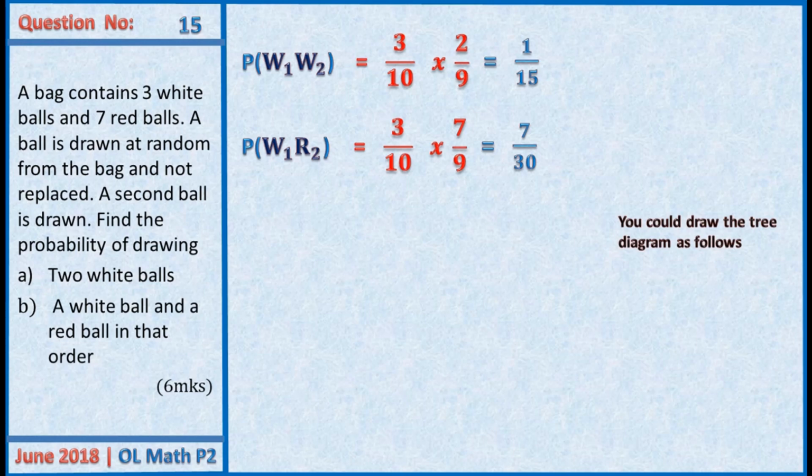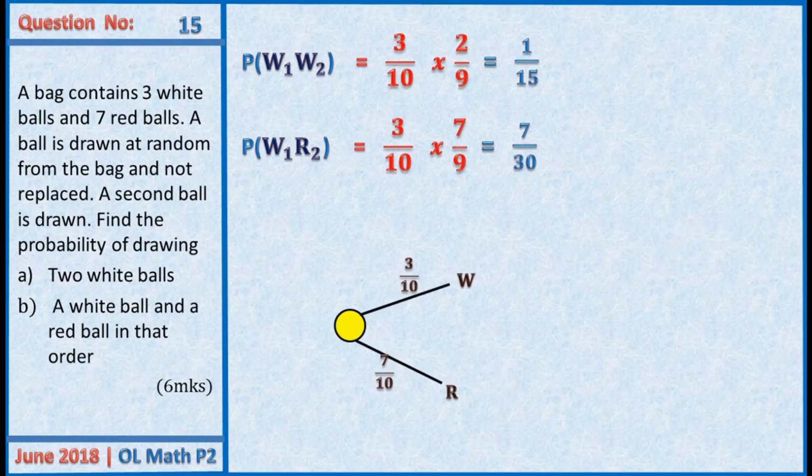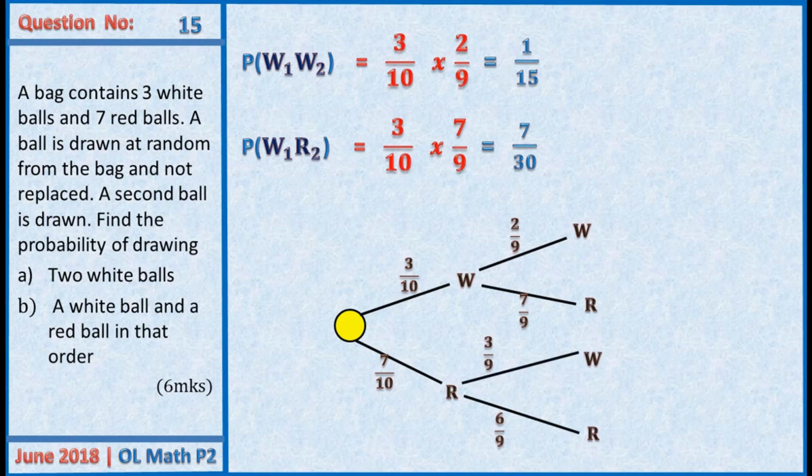However, you could draw a tree diagram as follows and you will still see the results. So the probability of drawing a white ball is 3 on 10, red ball is 7 on 10. That's for the first draw. After the first draw, the number of balls has reduced by 1. So if the first ball is white, we are now left with 2 white balls out of 9. The number of red balls remains the same, 7 on 9. If the first ball is red, then for the second draw you're left with 6 red balls out of 9. And the number of white balls still remains 3. So you can use that and simplify to get your answer.